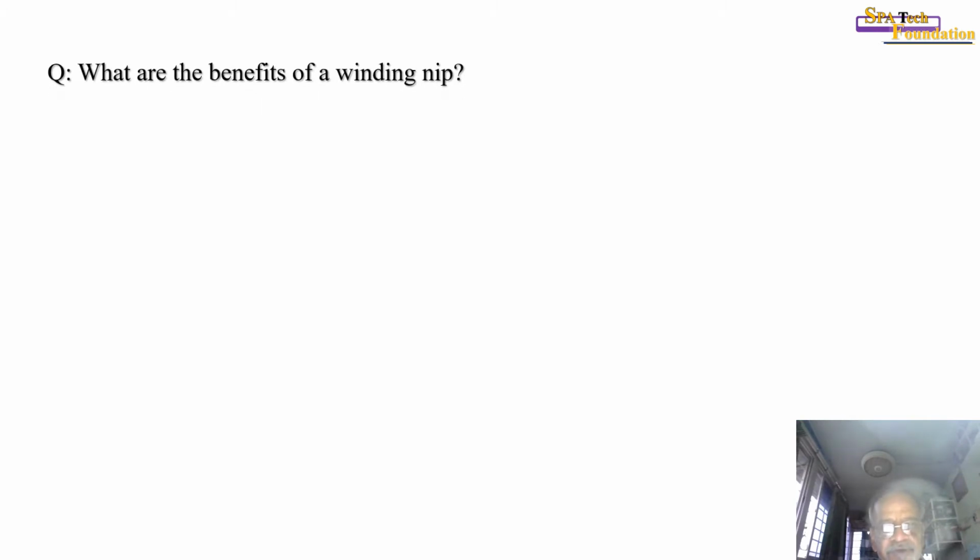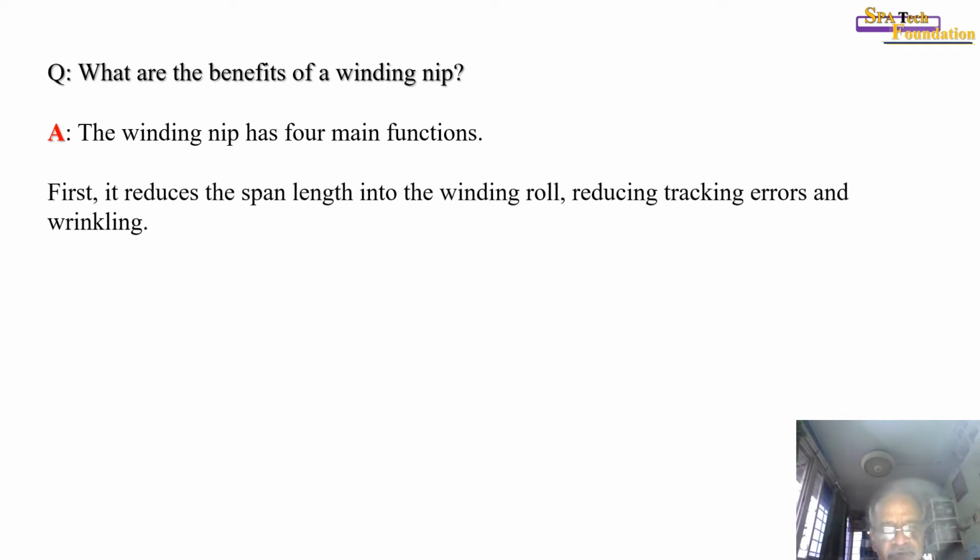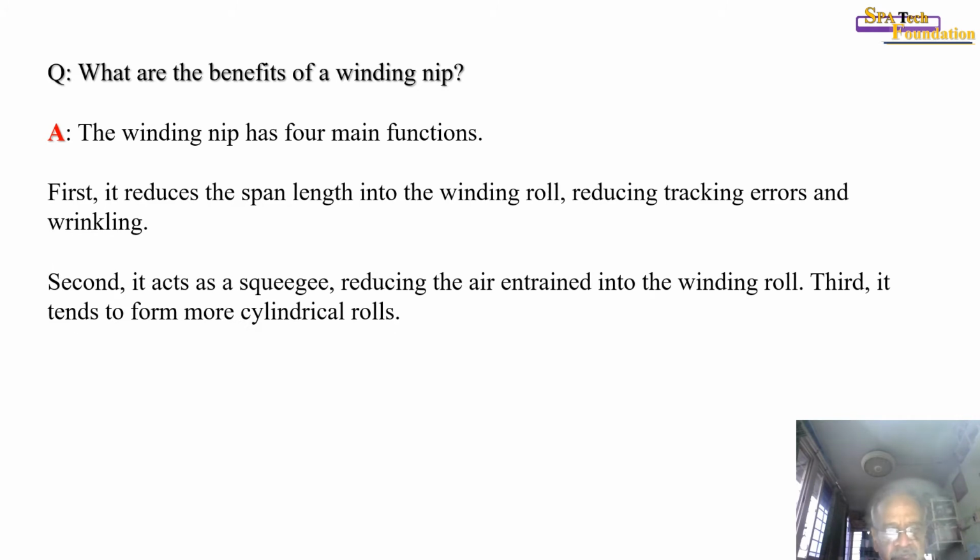What are the benefits of a winding nip? The winding nip has four main functions. First, it reduces the span length into the winding roll, reducing tracking errors and wrinkles. Second, it acts as a squeegee, reducing the air entrapment into the winding roll. Third, it tends to form more cylindrical rolls. Finally, it tightens the winding.